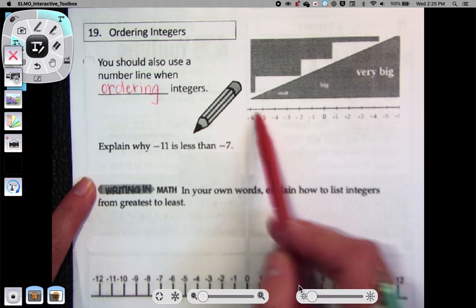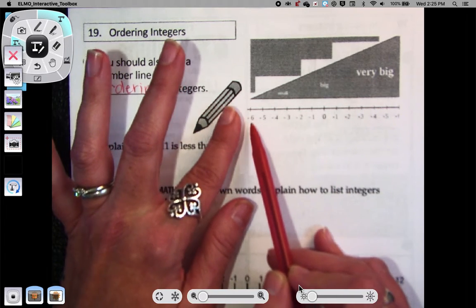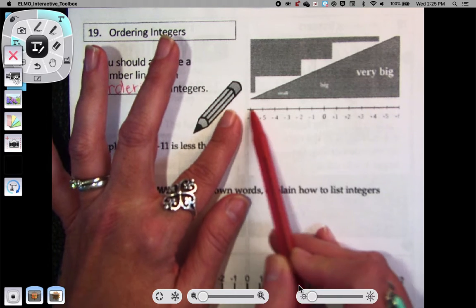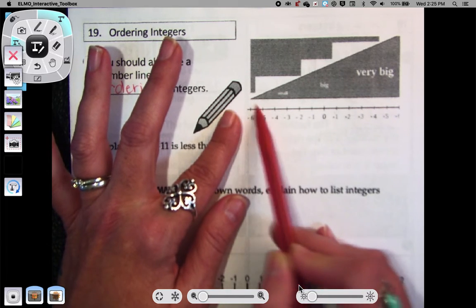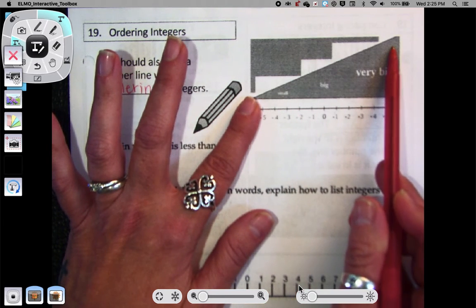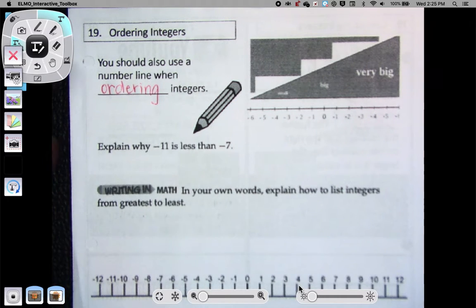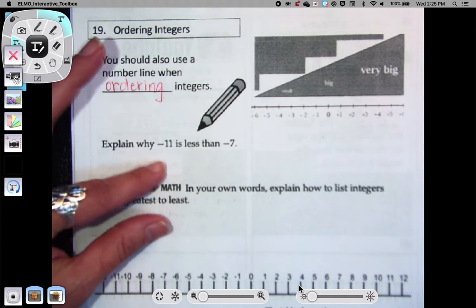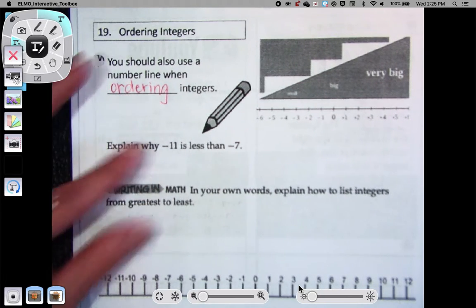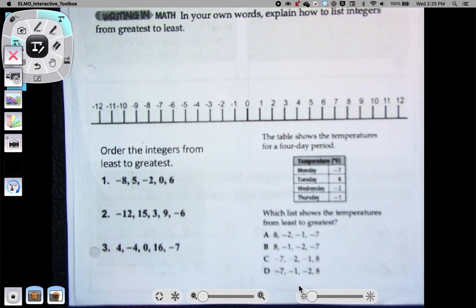I did put a picture here on the right that shows you the further left you go on the number line, the less the number is, or the smaller it is. And then, of course, the numbers get bigger as you move to the right. Let's save the two questions here in the middle for just a minute and come down here and let me show you what I mean by using a number line to order integers.